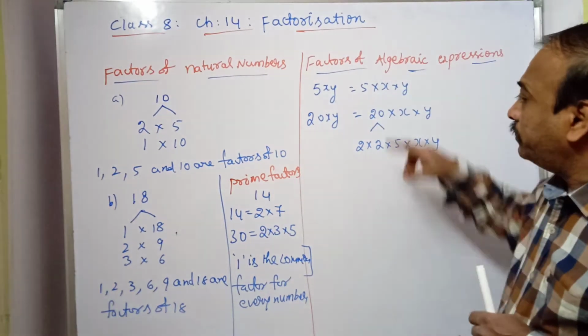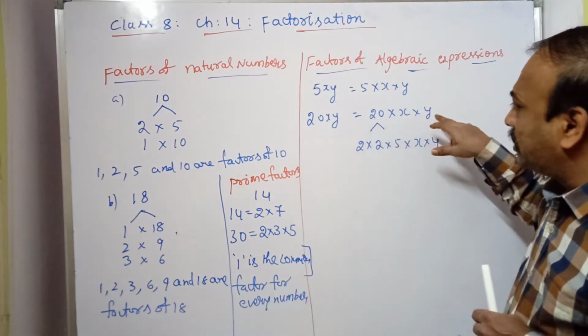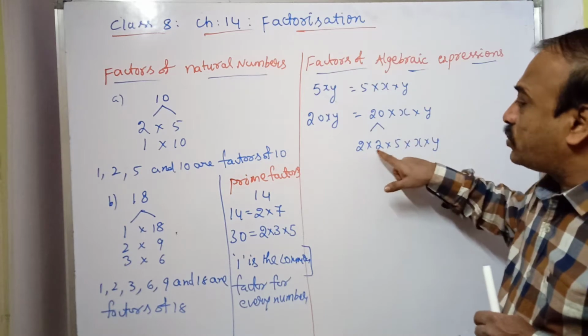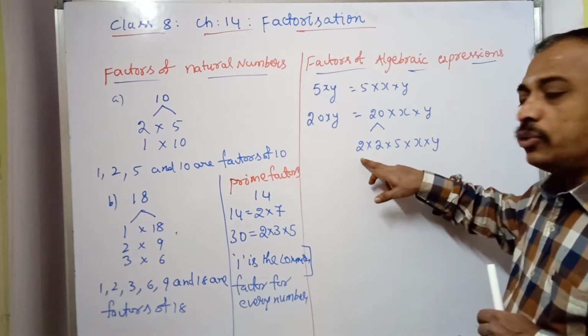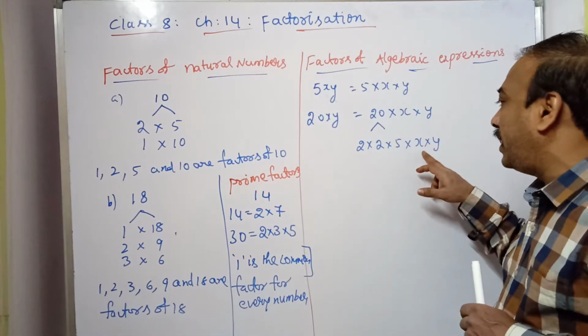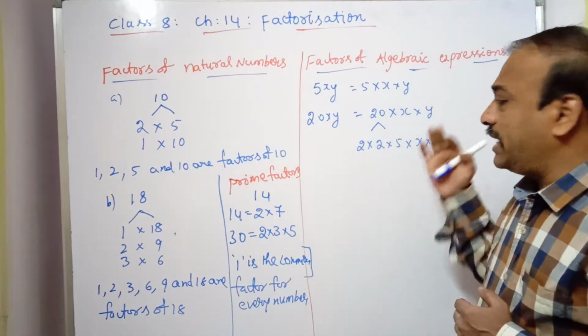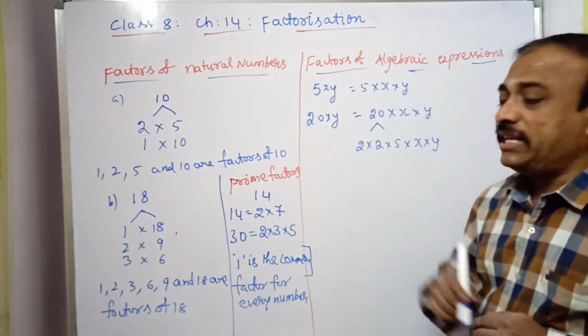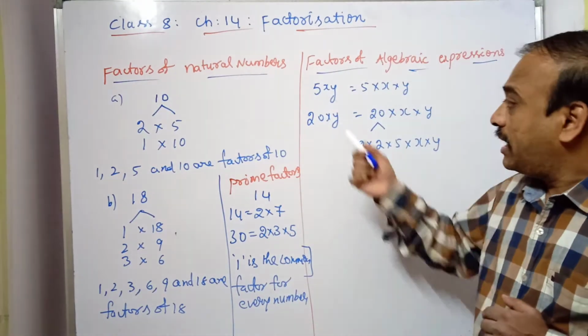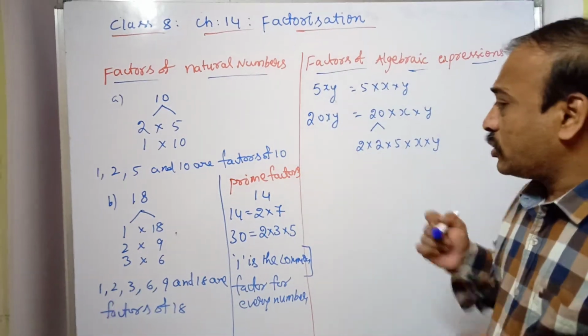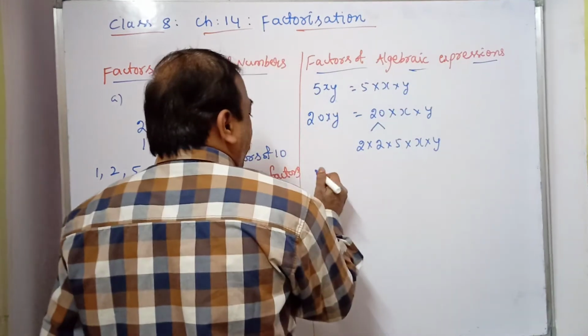So here also, 20 into x into y, where 20 can be written as 2 into 2 into 5. 2 2s are 4, 4 5s are 20, into x into y. So these are the factors. You see here, in this also 1 is the common factor. 1 can be written here, and here also 1 can be written. So 1 is a common factor.